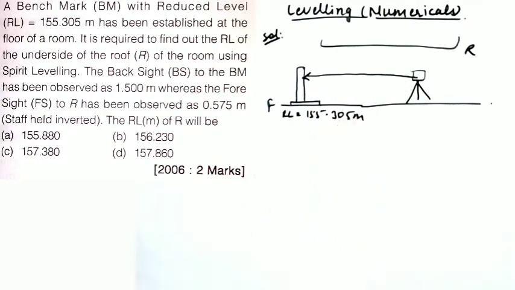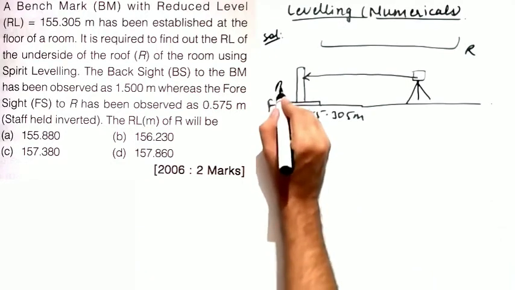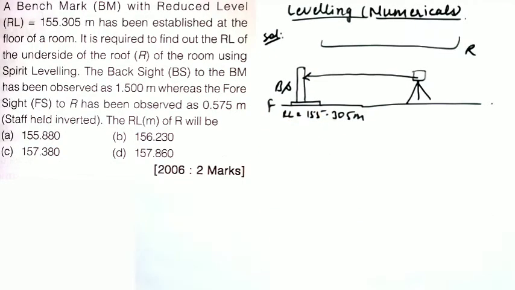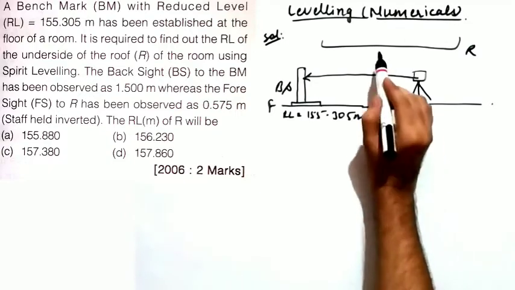This will be the first reading. So what is the first reading? The first reading is called the backsight reading. Now what do we do? Since the roof is high from the floor, at a good level from the floor, and the staff is not that big, we do not have such big staffs. So instead of extending the staff up to the roof, we take the inverted staff and place it like this.